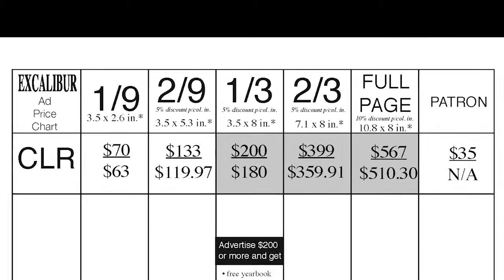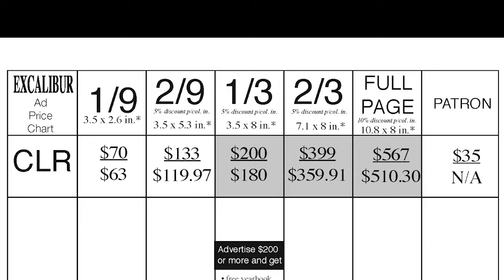The CLR down the left axis stands for color, and it just means a color ad. And along the top, we see the sizes of the ads, the 1/9, 2/9, 1/3, 2/3, as well as the actual dimensions that the ads will be, or the likely dimensions the ads will be, depending on what the yearbook staff decides to do with the pages below. Those are subject to change each year with what the staff decides to do, but it will be proportional to the space that the book is creating.